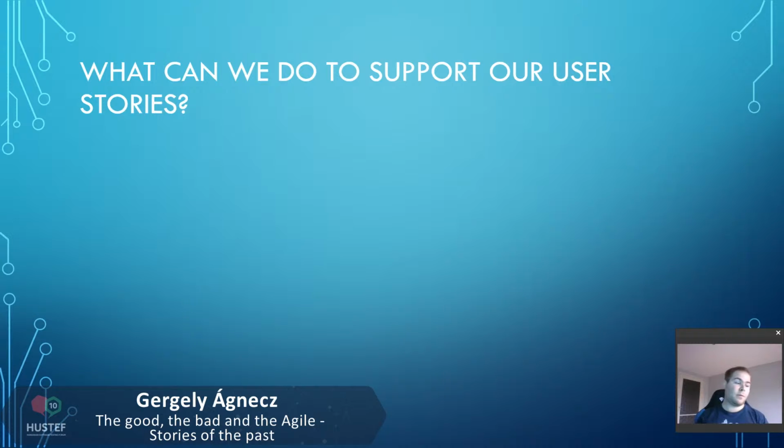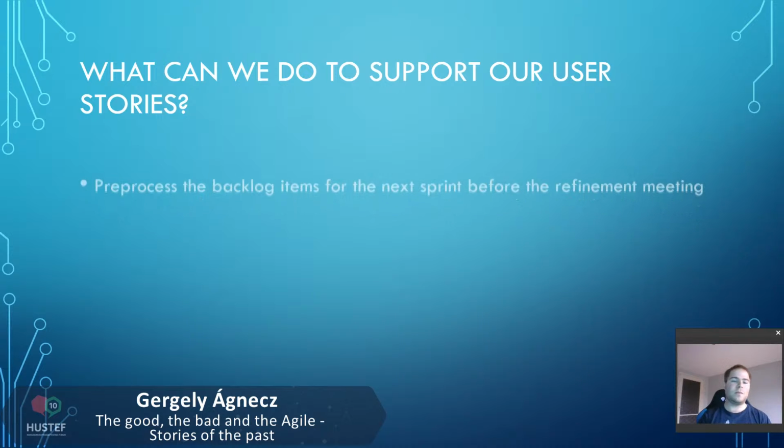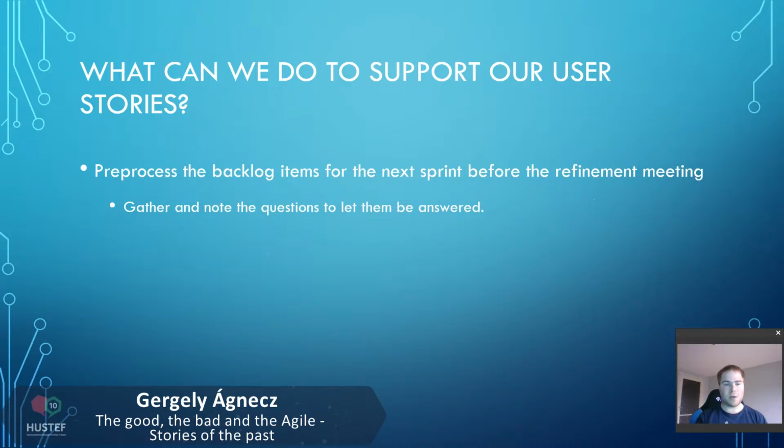This goes a bit further than what you saw in the previous user stories. This is about what we as people can do to improve our user stories, and how we can make sure they contain most of the information we need during our work. First of all, we can pre-process the backlog items for the next sprint before the refinement meeting. By that, we can gather and note the questions we have and let them be answered. This is very important because if we have questions, the story is unclear and we cannot estimate and work with unclear stories. But if we get these questions and assumptions answered even before the refinement meeting, then the stories will be clear. We will have our acceptance criteria, we will know what we need to do, and like that, we can do it.